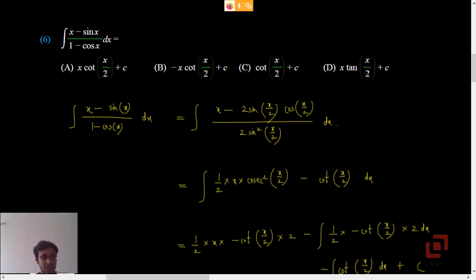Question 6 is the integral of x minus sin x upon 1 minus cos x dx. Now here you observe that the derivative of x minus sin x is 1 minus cos x, but unfortunately 1 minus cos x is present in the denominator and x minus sin x is present in the numerator. So you cannot apply the integration by substitution method.